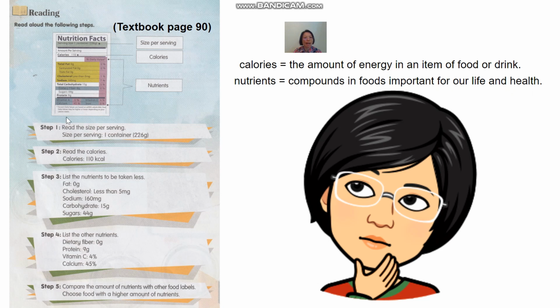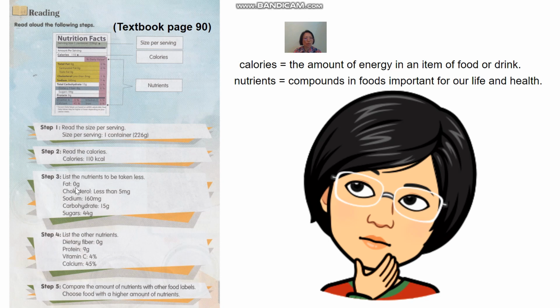Now let's look at step number 1. Step number 1, read the size per serving. Size per serving is 1 container with 226 gram. Step 2, read the calories. Calories, 110 kilocalorie. Step 3, list the nutrients to be taken less.